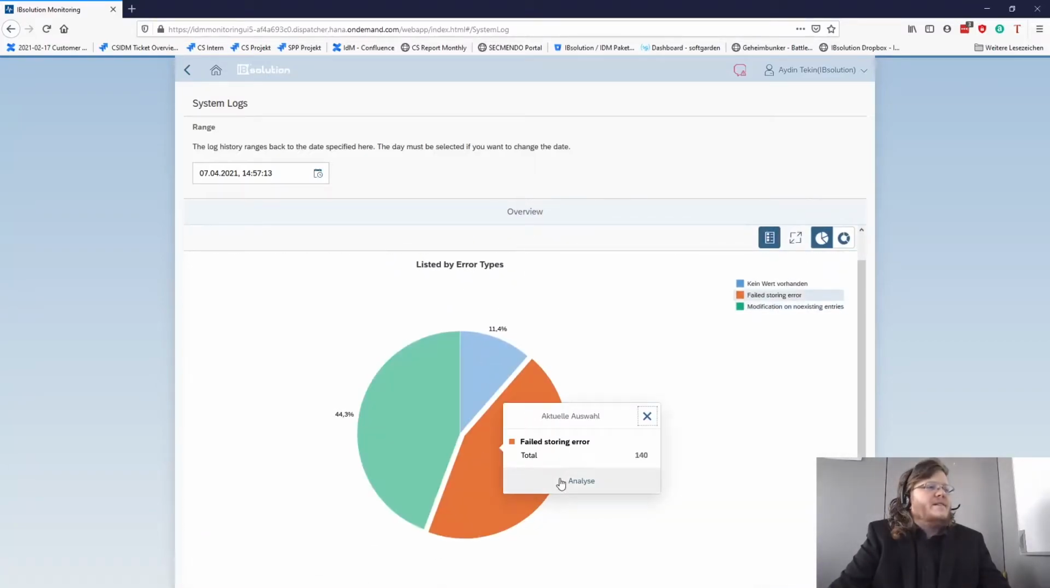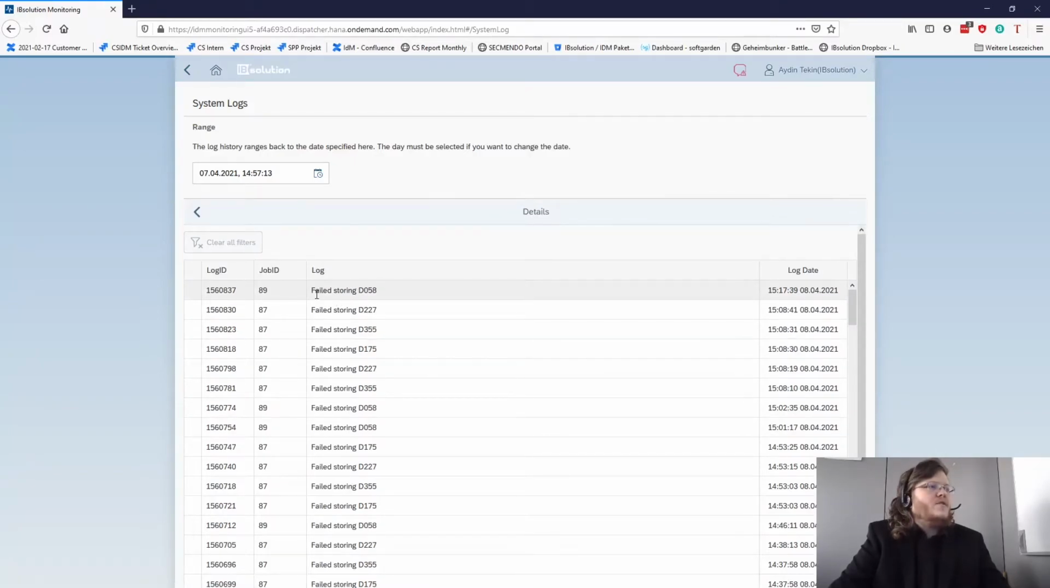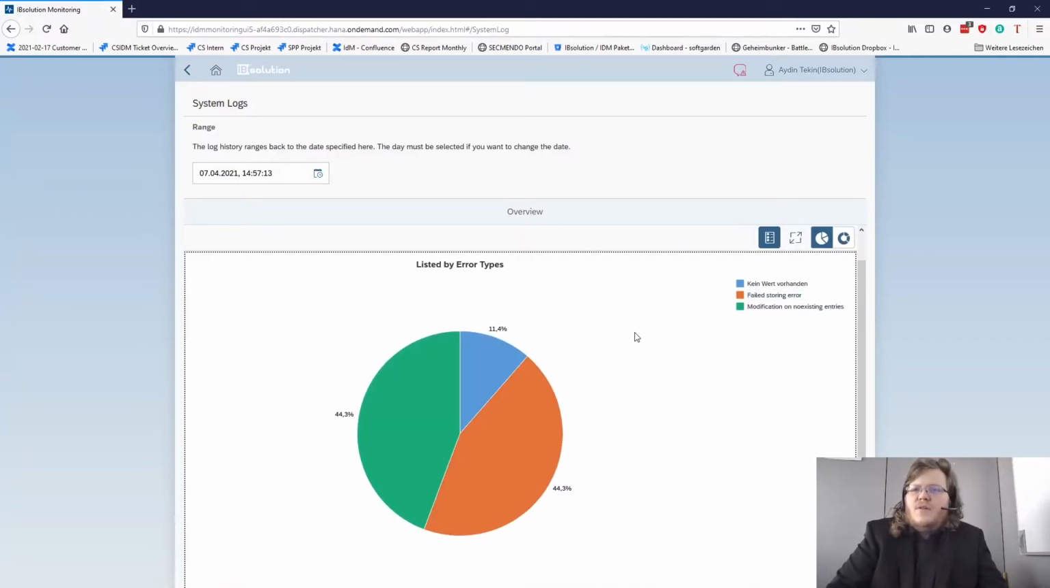If we now go back and analyze the other cluster, which is failed storing, we can also see the same user D058 again, and the same time slot did fail, and thus we can argue that probably both errors are connected to one another. As an IdM consultant, I dare to go even a little bit further and make a prognosis of what the problem is. I argue that the target system was changed. To go even more into detail, I argue that a user was deleted and that the IdM simply didn't notice that at any point in time, and thus whenever there's a modification attempt, we're getting an error.